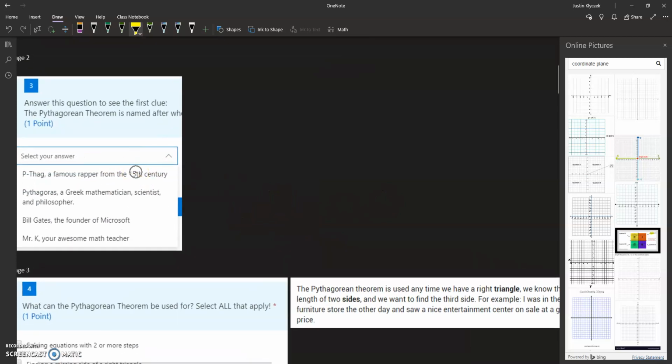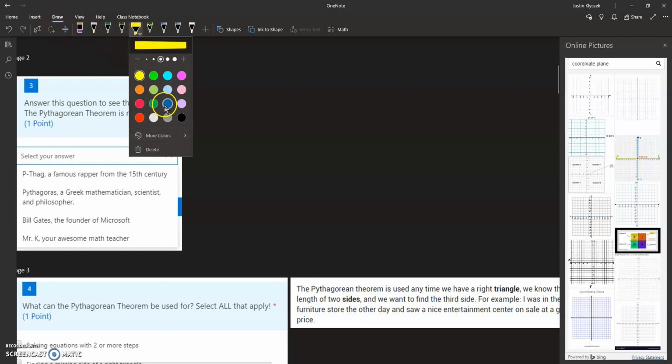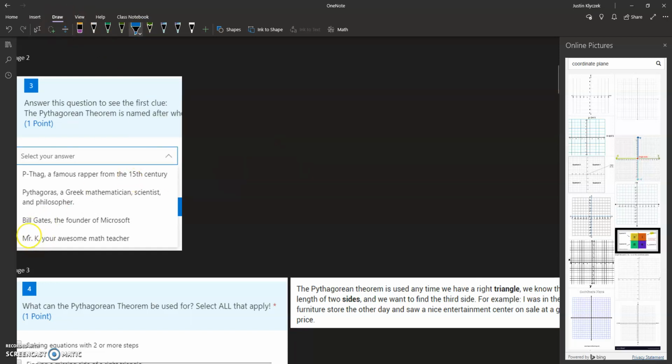This is our first real question, and it says the Pythagorean theorem is named after who? Now there's going to be 4 choices, and only one of these is correct. Let's get rid of the obvious ones first. I know that I, Mr. K, did not create it, so let's get rid of that. Bill Gates did not create it.